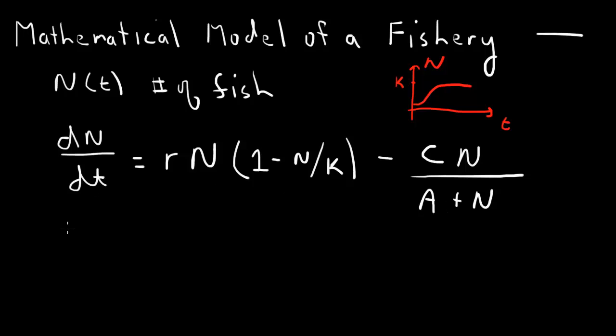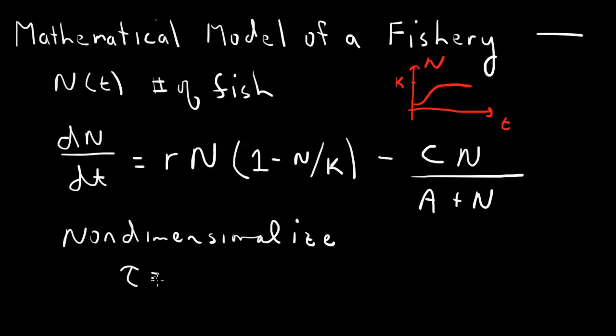We can non-dimensionalize the model in order to reduce the number of free parameters. So r has units of 1 over t, n has units of number of fish. So we can define, say, a non-dimensional time, tau, by r times t, and we can define a non-dimensional fish number, x, by n over K.